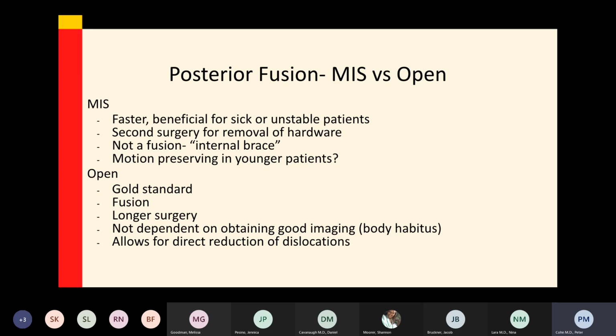And then open-based procedures, really these are the gold standard. These are going to be a fusion procedure. It's going to be a one-time procedure. The surgery is longer, with questionably more blood loss. And really the advantage of the open procedures is that they are not dependent on being able to get good imaging, whether that's due to a deformity or body habitus. And you can find your start points more easily in an open approach. It also allows for direct reduction if there's any sort of dislocation or facet perching or anything like that.